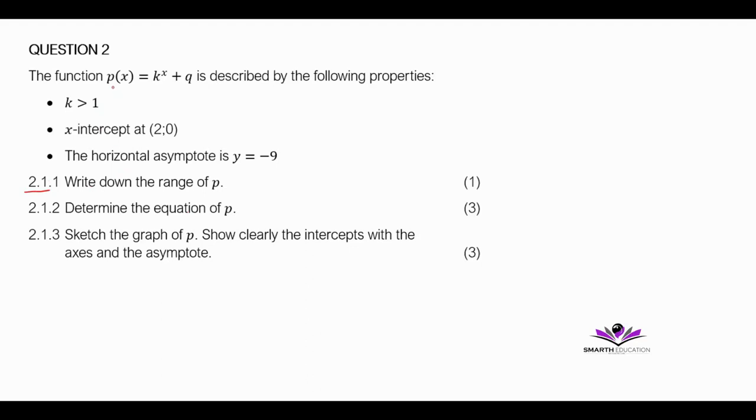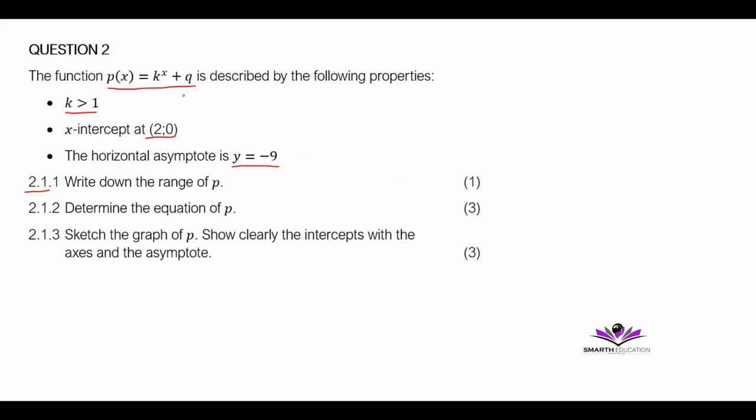The function p of x is equal to k to the power x plus q is described by the following properties. k is greater than 1, x-intercept at (2, 0), and the horizontal asymptote at y is equal to -9. Write down the range of p of x.